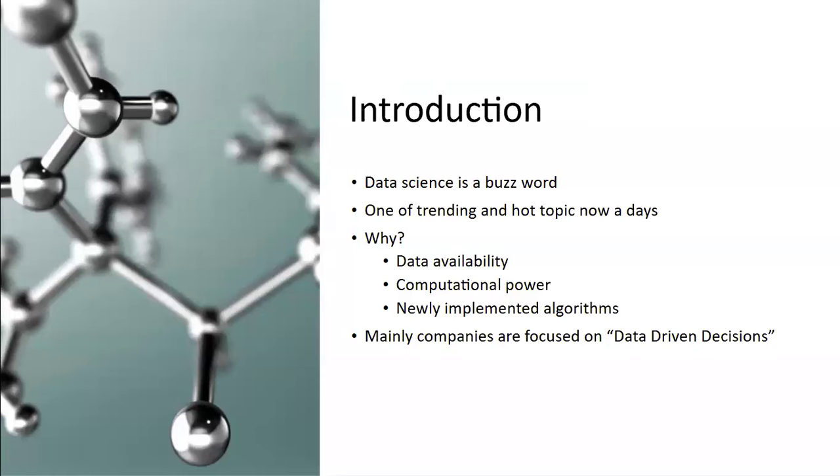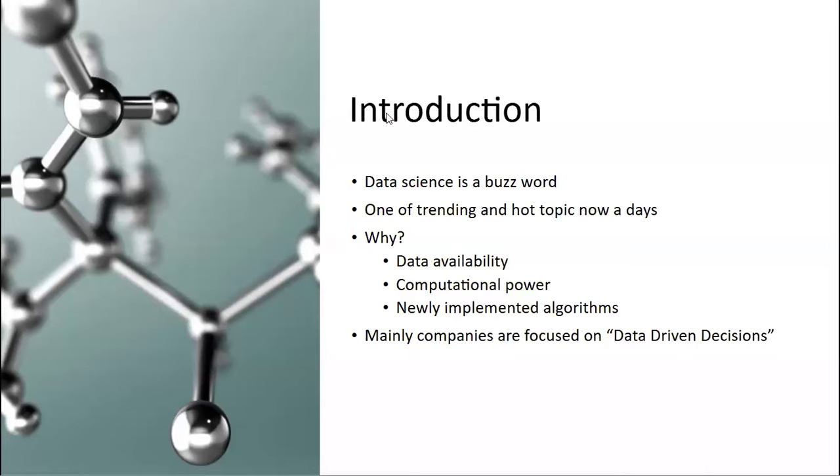Why did data science suddenly come into the context? There are a lot of reasons. A couple of reasons that I found from the literature can be found below. Number one, we can find data availability. There are thousands of data available. There are millions of data available nowadays.